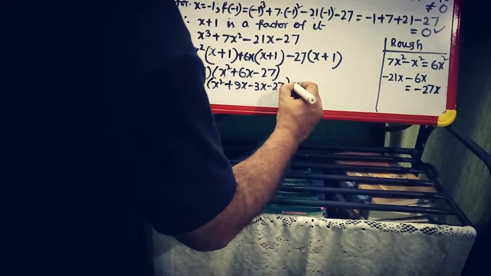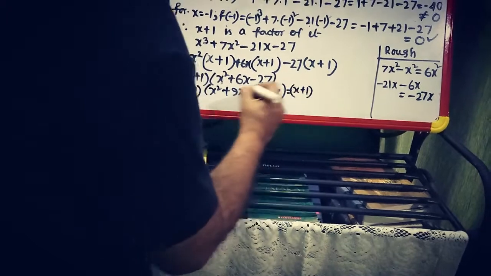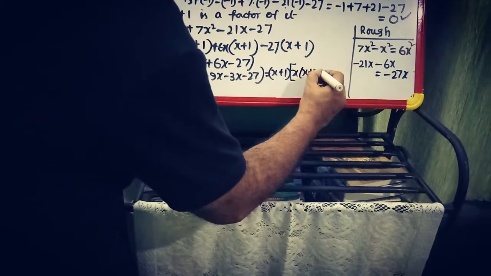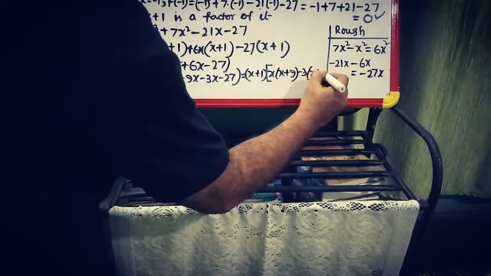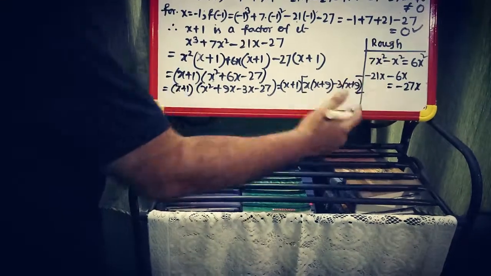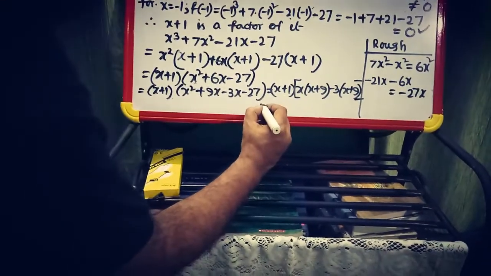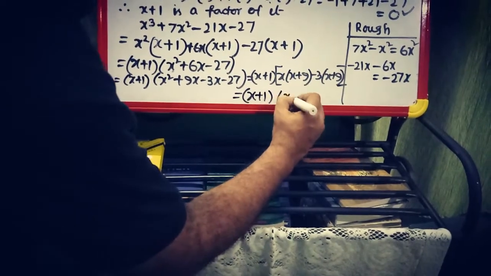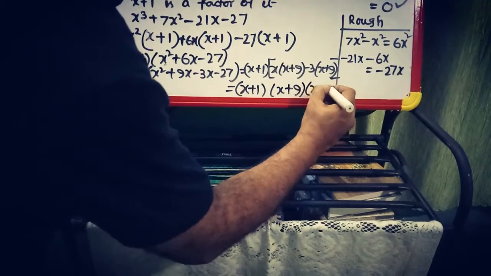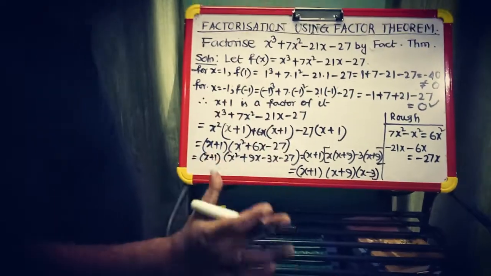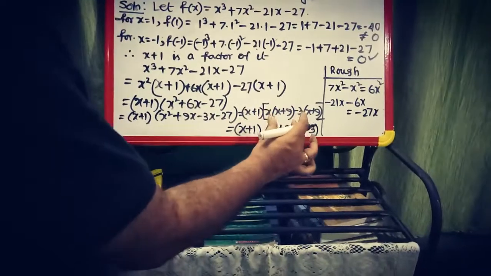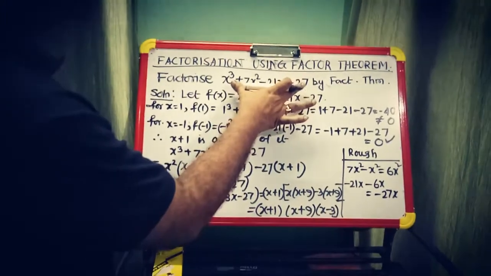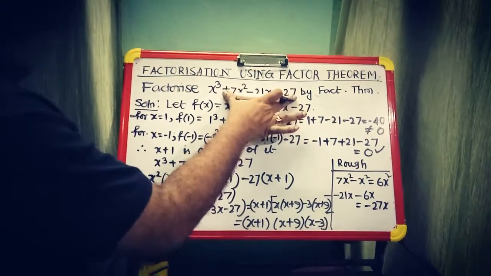And then I continue. x plus 1, x is taken common here, x into x plus 9 minus 3 into x plus 9. I don't have much space here, so this is finally factorized as x plus 1, x plus 9 and x minus 3. So the final product is x plus 1, x plus 9, x minus 3. These are the three factors of x cubed plus 7x squared minus 21x minus 27.